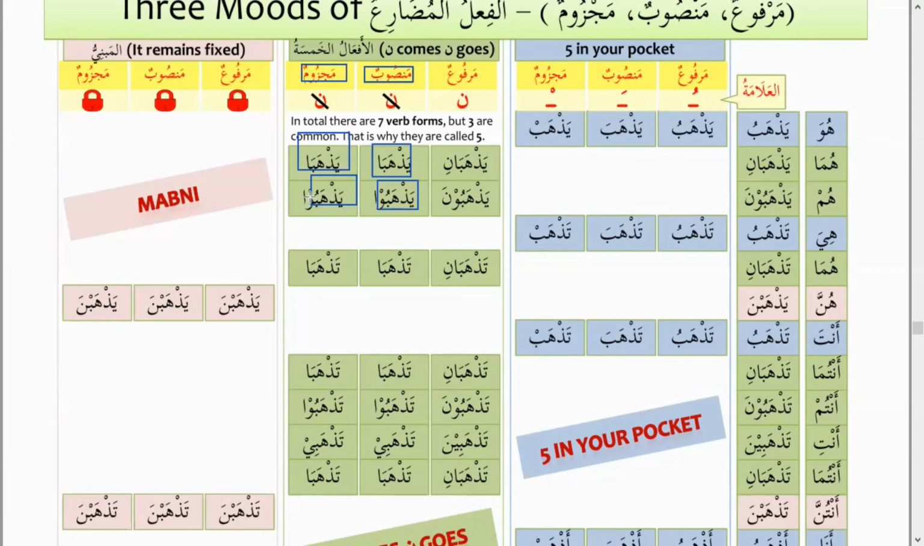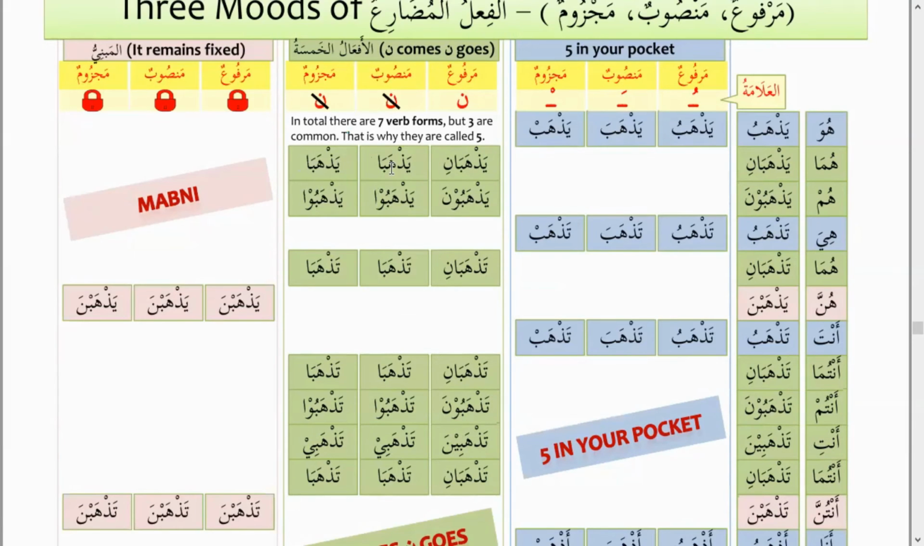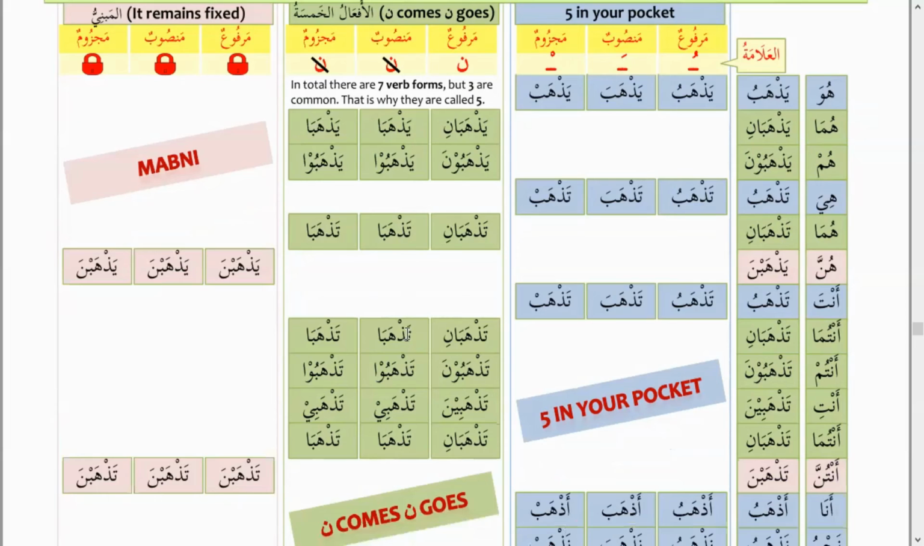When it happens, we'll learn later on, but mansub happens because of 4 things: an, lan, kai, izan. Right? Majzoom happens because of lam, lamma, lamul amr. We'll learn later on, inshallah. But generally, lam, lamma, lamul amr, and so on. Hatta also makes it mansub. But generally, there are four. Right? Nazhabat, nazhabat, tazhabu, tazhaba, tazhabi, tazhaba.